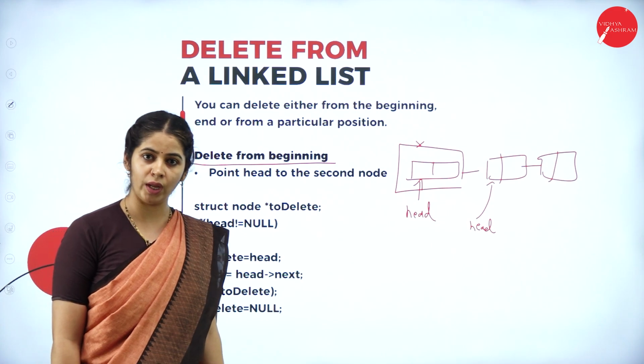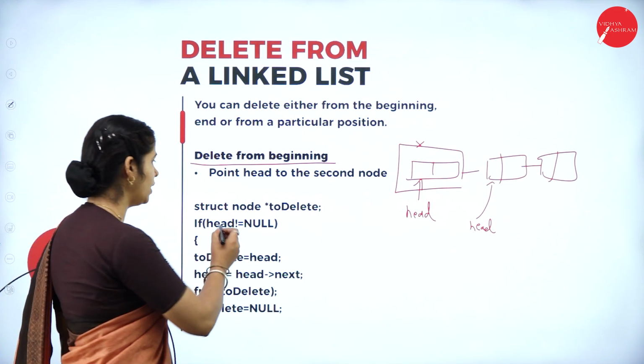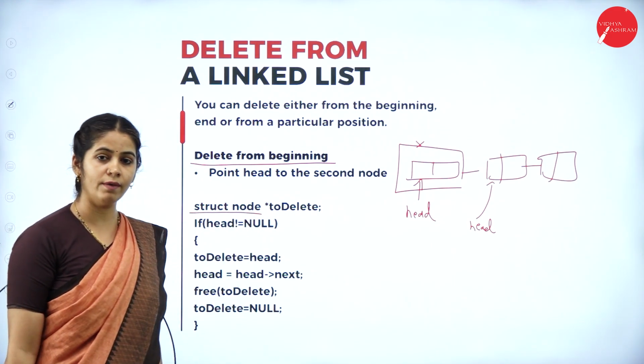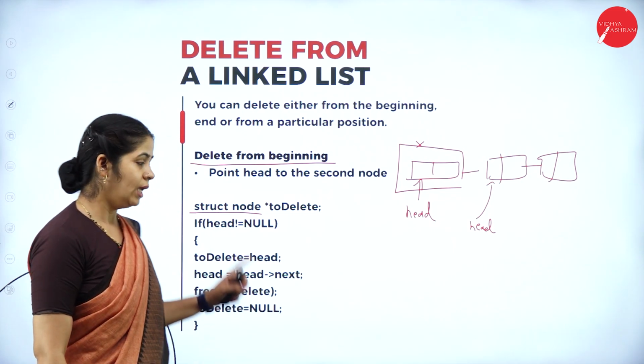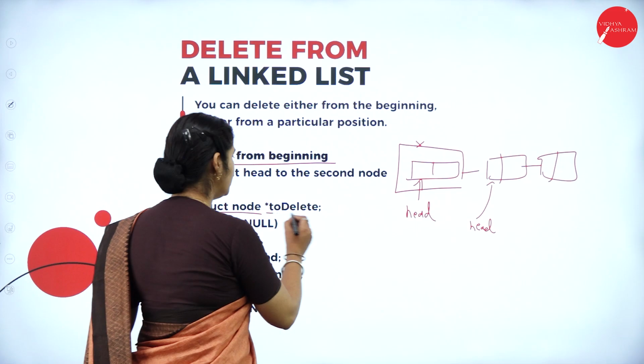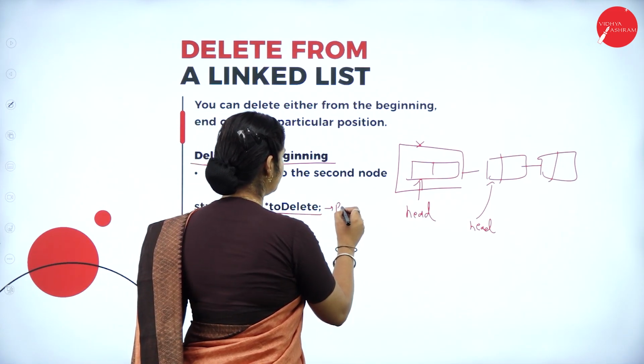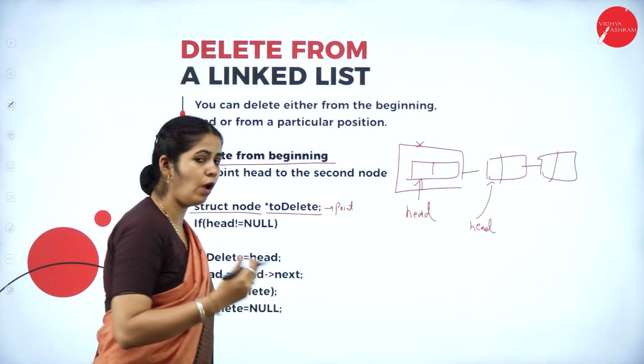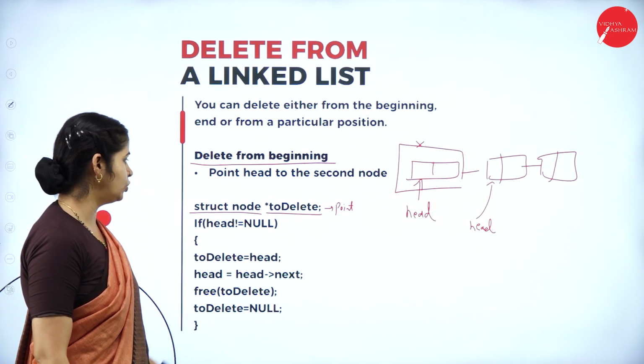You know how to create the node using the structure, right? So we have used a type structure to create the variable to delete. This is a pointer which is used to delete. The pointer is of what type? The pointer is of structure type.